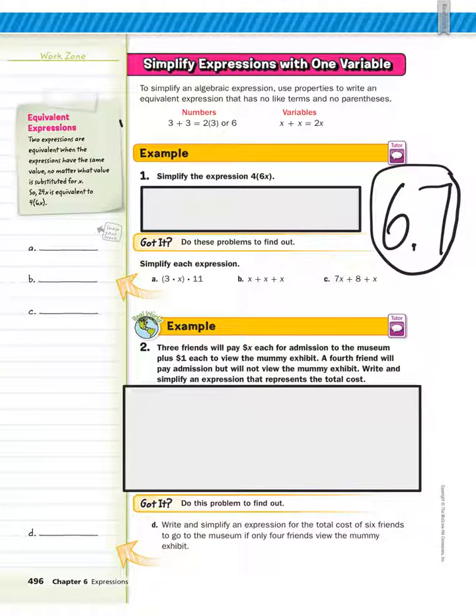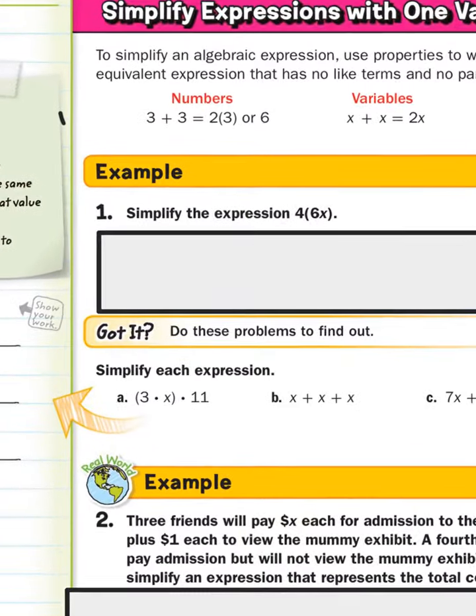Hey guys, this is the video lesson for 6.7, and you are going to learn how to simplify algebraic expressions. So let me show you an example of what to do. I have the book steps blocked out so you can kind of see what I'm doing here.